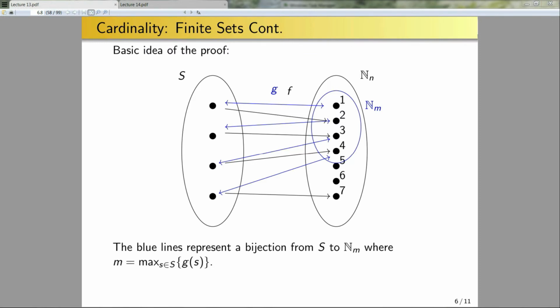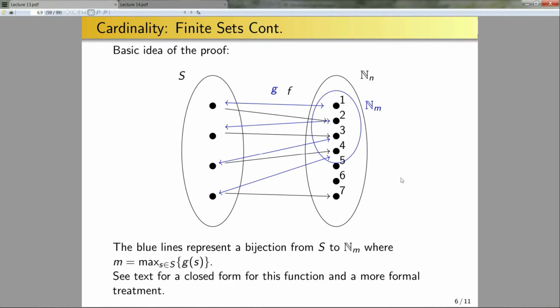Now, this is the basic idea of the proof. See the text for a closed form of this function and a more formal treatment of doing this. The formality of writing this function in closed form can get a little bit ugly because you have to encode two things.